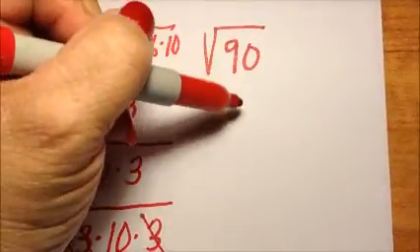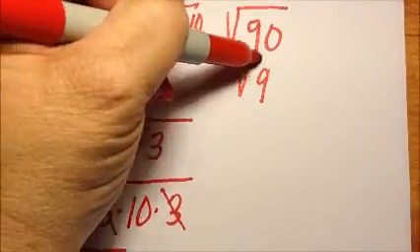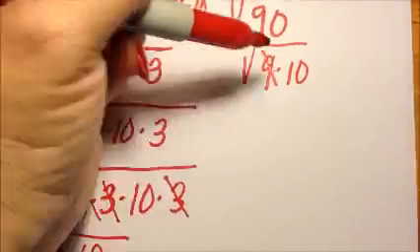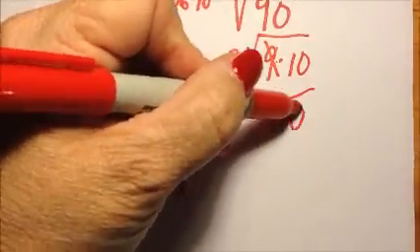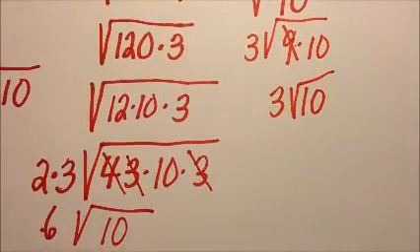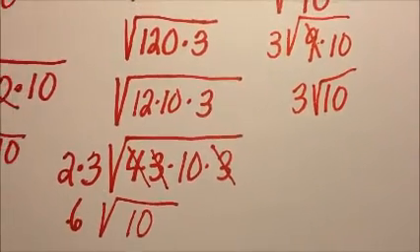Okay, let's look at 90. 90 is the square root of 9 times 10. The square root of 9 is 3. So this is 3 square root of 10. Simplifying radicals.